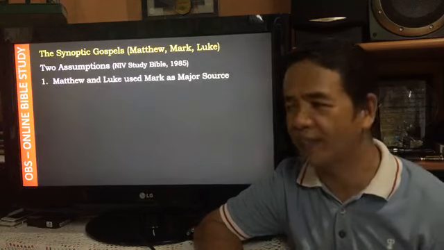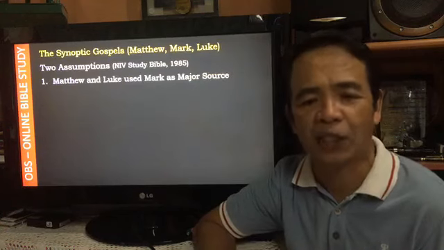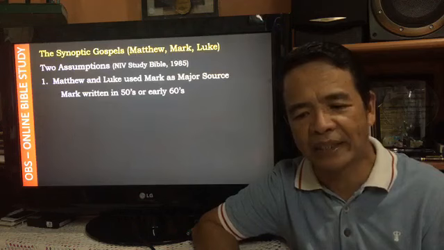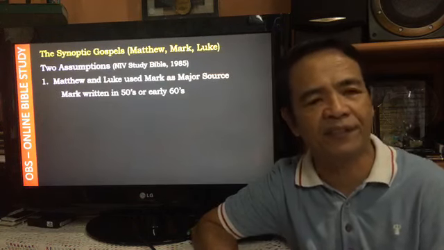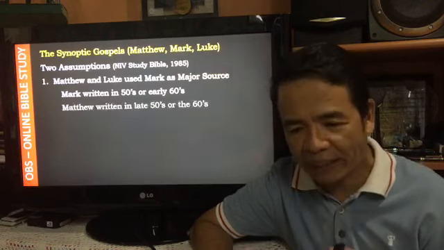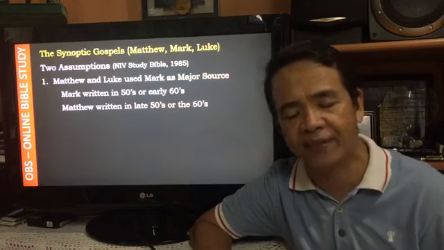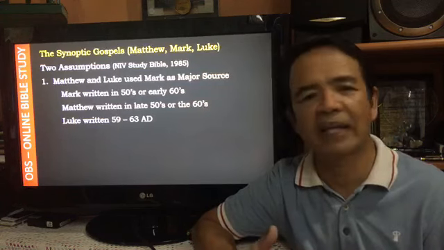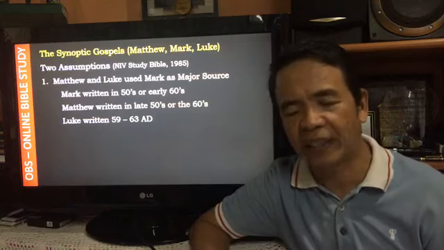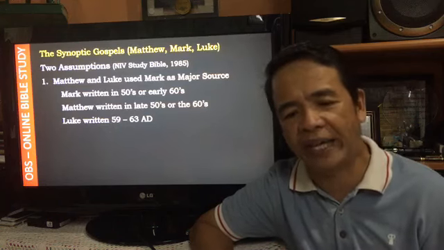The first assumption is that Matthew and Luke used Mark as a major source of their gospels. If that is the case, the assumption is that Mark was written in the early 50s, or the late 50s, or the early 60s. Thus Matthew was written in the late 50s or 60s, and Luke a little later, probably five years or so after Matthew was written. So that is always around 59 to 63 AD.